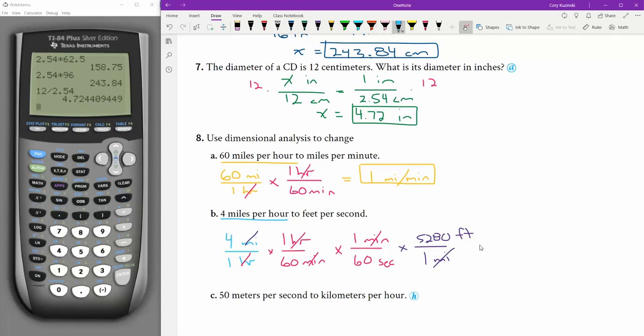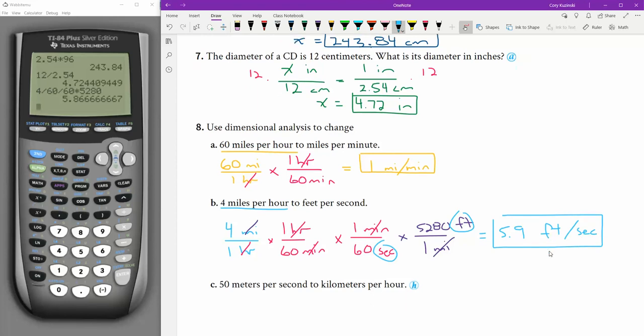All right, here we go. I think we got everything we need. What are we down to here? The only thing I didn't cancel out were feet and seconds. So let's go 4 times, we'll just go right in order. 4 divided by 60 times 5,280. That is 5.9 feet per second. So someone that's going 4 miles per hour is going 5.9 feet every second.